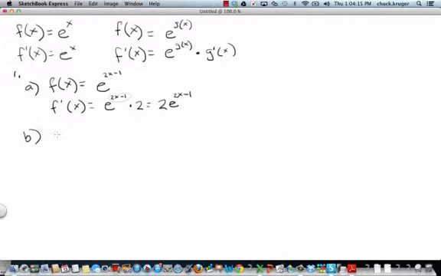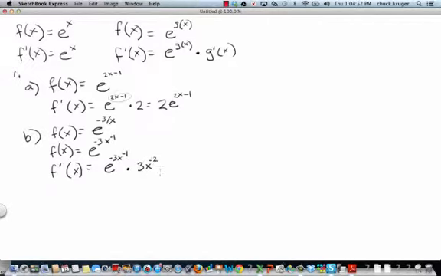B, I have f of x, and it looks like this in the notes. f of x equals e to the negative 3 over x. And I'm going to rewrite that. So I have f of x is equal to e to the negative 3x to the negative 1. That derivative is going to be the same function, e to the negative 3x to the negative 1, times the derivative of the function, which is going to be 3x to the negative 2 power.